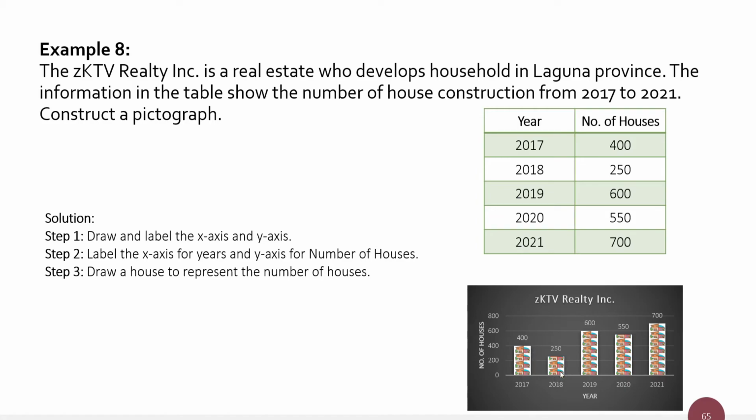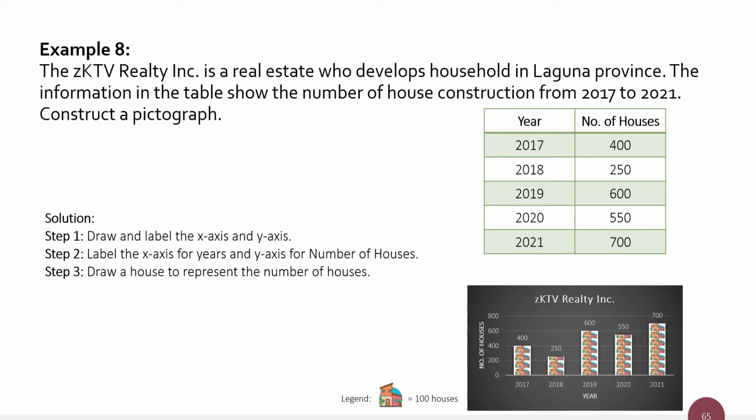So, ngayon, kung mapapansin nyo, sa year 2018, since 250 yung value, and yung 250 is just above 200 but not exactly 400, based dito sa ating number of houses, mapapansin nyo na hindi buo yung pinakataas ng ating graph. Kasi per house, meron tayong legend na 100 houses. Okay? So therefore, para makapag-create tayo ng 250 na houses, meron tayong 2.5 bahay.